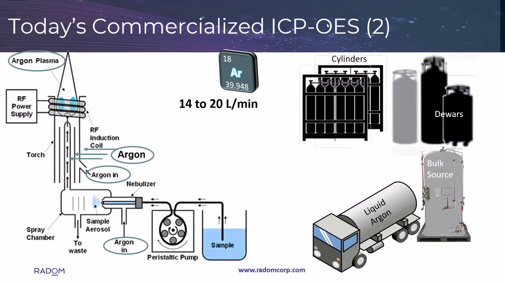But let's put this into perspective. We said that one cylinder lasts about 8 hours. But how much argon are we actually using? Well, if our sample analysis run takes about 2 minutes to run one sample, and we use the worst case, the highest flow rate of 20 liters a minute, we see that we're using 40 liters of argon per sample. Now, multiply that, say, by 100 samples a day, and now we have 4,000 liters of argon per day.